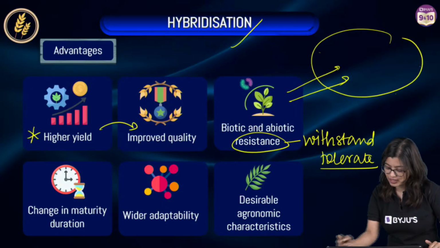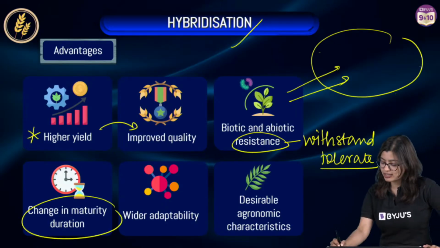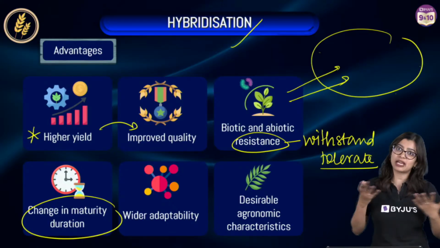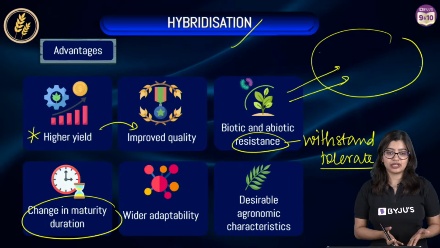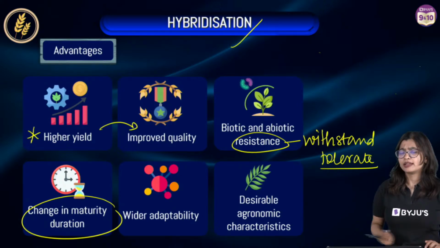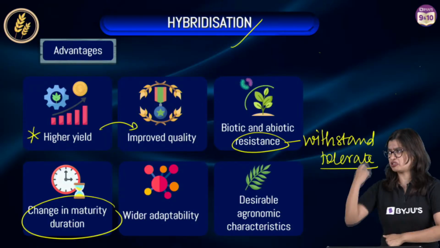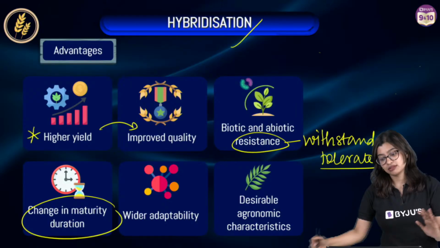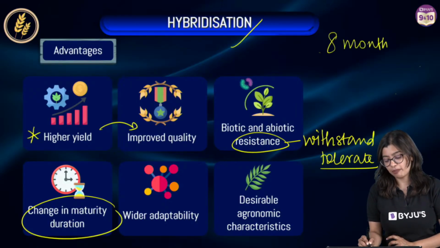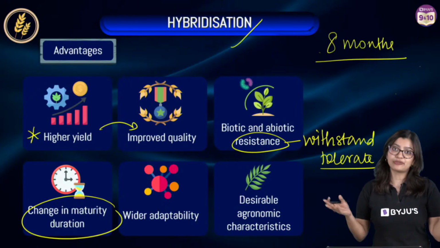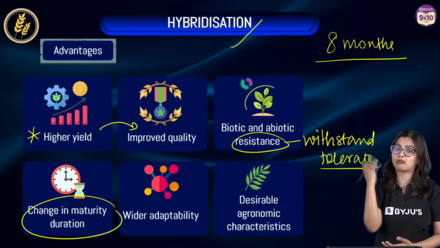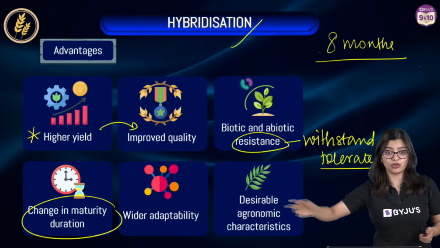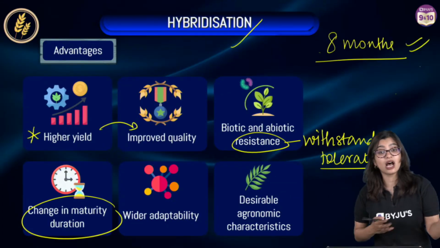Then of course we have change in maturity duration. What is change in maturity duration? That means how fast my crop can be harvested, or how fast my crop can be used by me. Imagine there is a plant which is very good, with all the desirable characteristics I wanted. But it will take 8 months for that plant to grow. Out of 12 months, 8 months that plant is growing, and only after 8 months am I able to harvest. And if I want to grow my next set, it will take another 8 months.